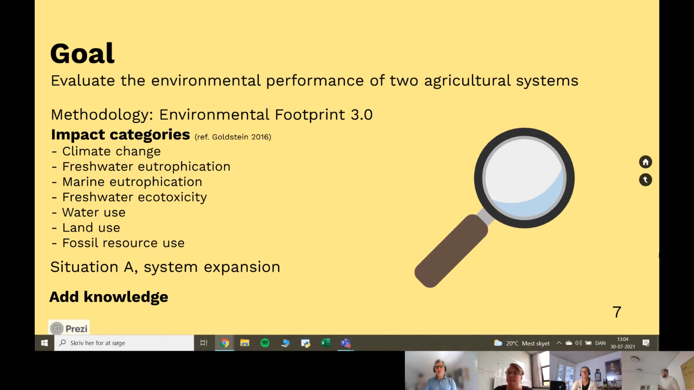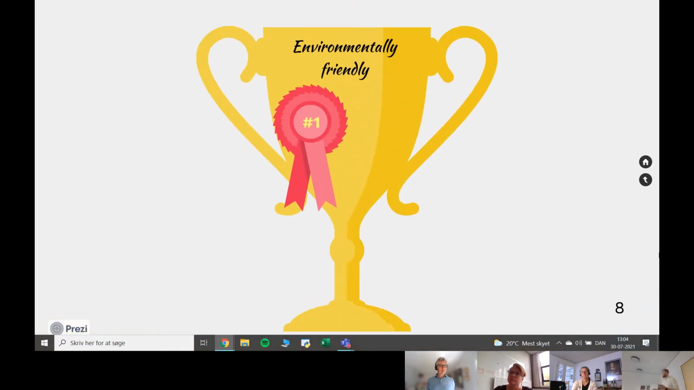By definition and following the ISO standards, this is a situation A, microscale, and that has something to do with the decision context, as this is not affecting the current way of producing wheat, not right now at least. The result doesn't really influence that. And also we use system expansion to handle multifunctionalities according to the ISO standards. So overall, the goal is to broaden the knowledge base in regard to this topic. And of course, to see which of the 2 systems comes on top with respect to the market.